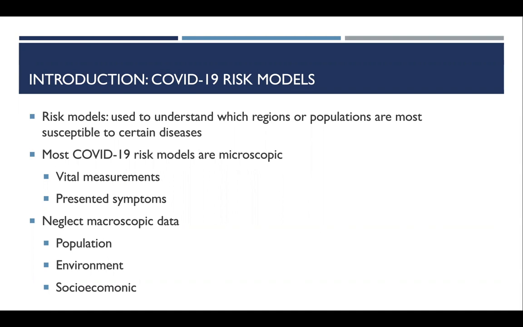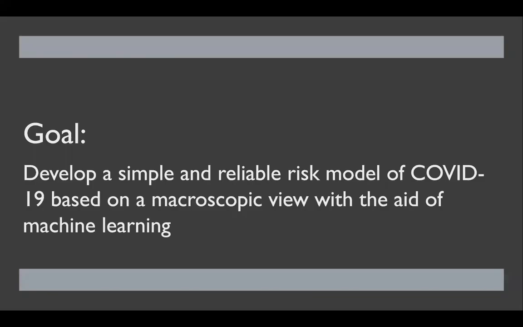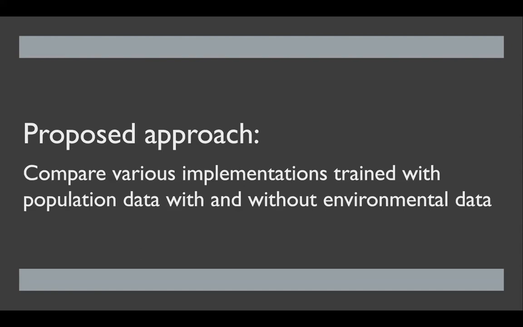So these models neglect macroscopic data, which is population level data or environmental data or socioeconomic data that affects the population as a whole. So the goal of this project is to develop a simple and reliable risk model of COVID-19 based on a macroscopic view with the aid of machine learning. And our proposed approach is to compare various implementations trained with population data with and without environmental data.